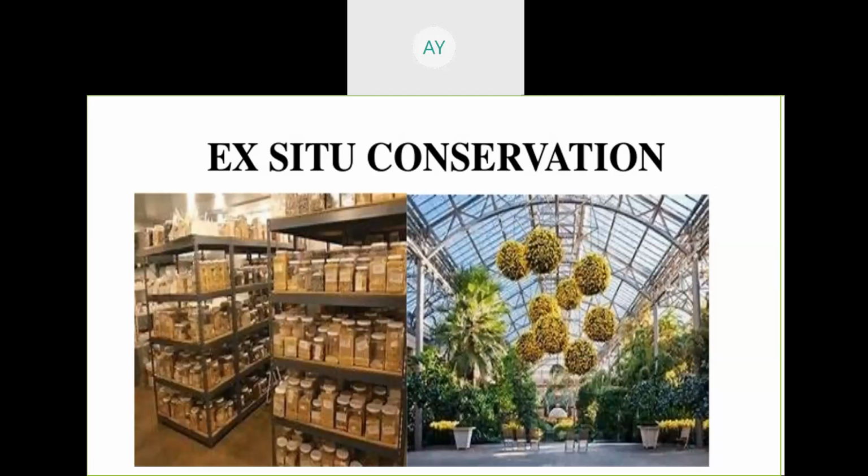Next is ex situ. Try to remember, ex situ means inside the lab, inside the glasshouse or greenhouse, meaning protected environmental condition. We are going to maintain the plant's parts.